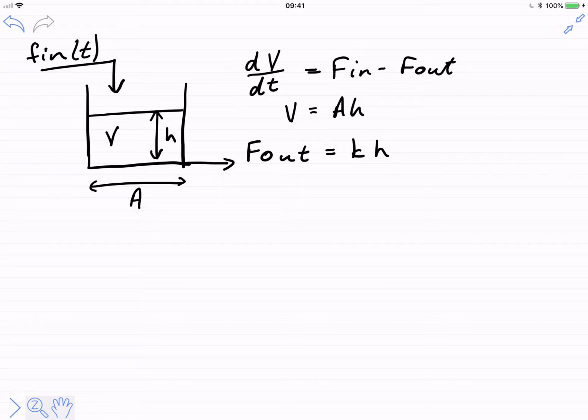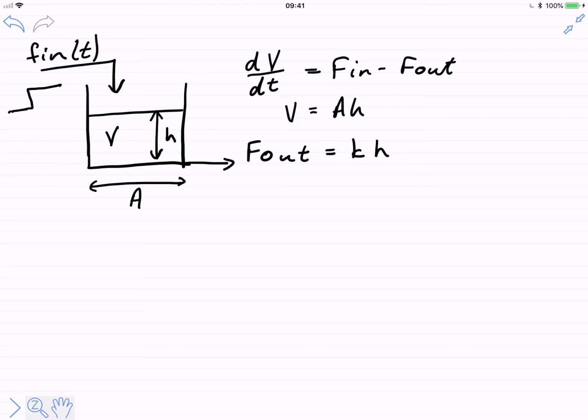Okay, so at this point, we have a nice linear differential equation. Now, let's assume that what we're trying to do is to predict the level, or what will happen to the level when the flow rate in undergoes a step change, in other words, a very brief or immediate change in flow rate in an upwards direction.